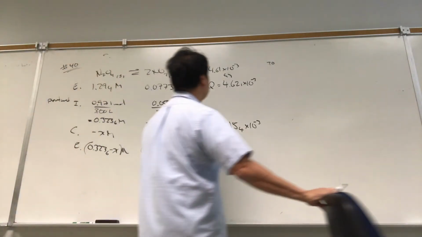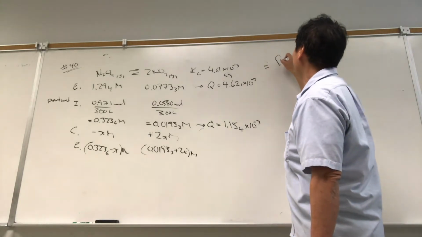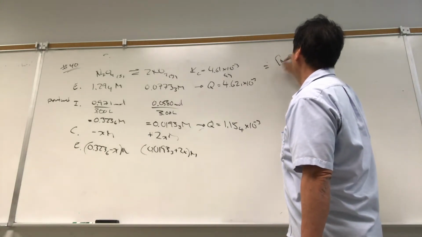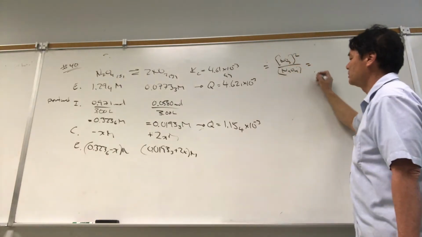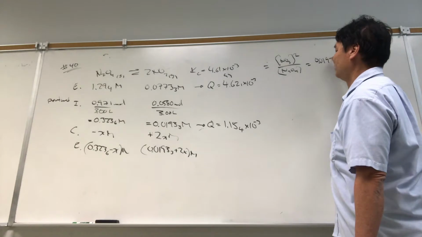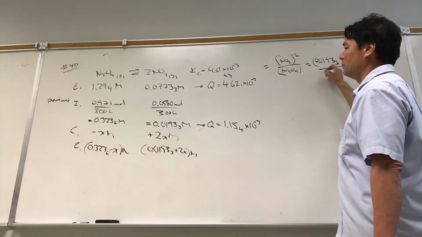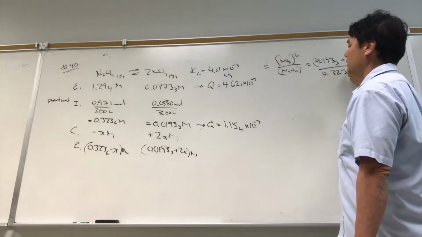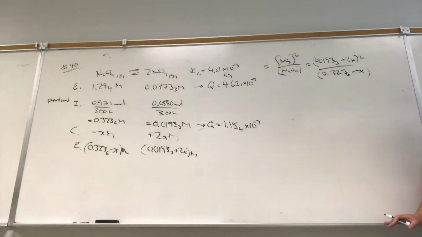And then I just plug this in to my Kc. The Kc is going to be the NO2 squared over the N2O4 concentration. And so this gives me (0.01933 + 2x) squared divided by (0.3236 - x). Do you like binomials? Do you want to get this into quadratic form and use the quadratic equation to solve it?